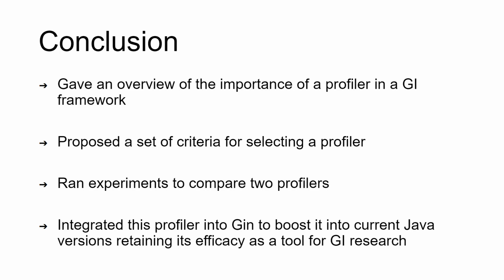So now, as I said before, JFR is integrated into Gin, and Gin works in the current Java version. And I think this was important to retain its efficacy as a research tool. If something like TensorFlow didn't work with current versions of Python, or current versions of any language, it wouldn't be very useful. So I think it's important to retain Gin's efficacy, and it's good that it works in the current Java version.